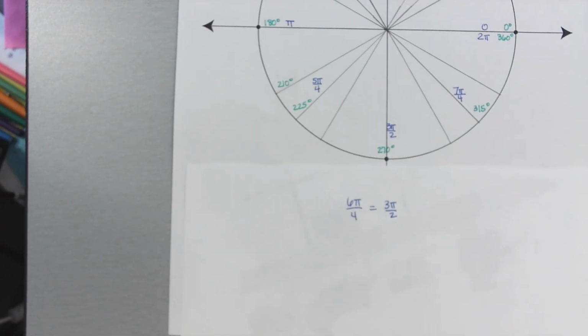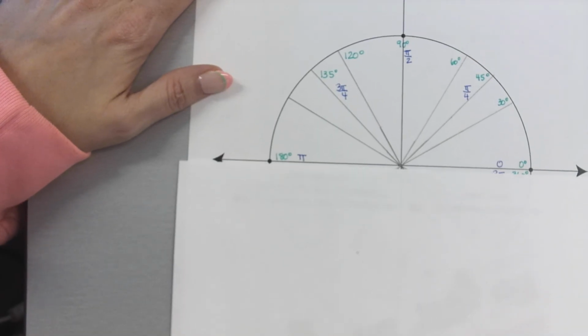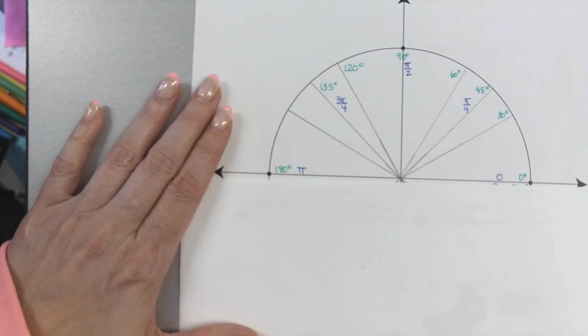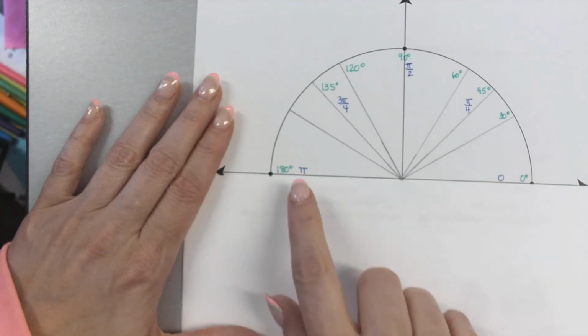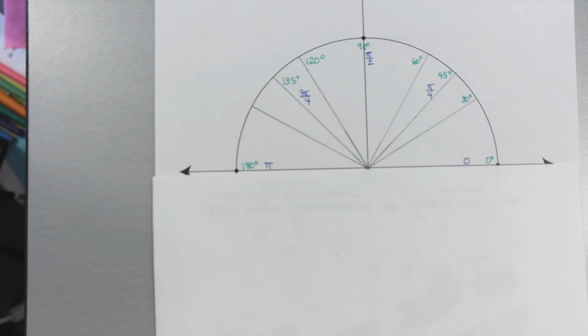All right. Now we're going to fill in some more of the radians. Okay, so 60 degrees. 60 degrees is what compared to 180 degrees, if you were to reduce it? Yeah, it's 1/3. Okay, so that means this is pi over 3.